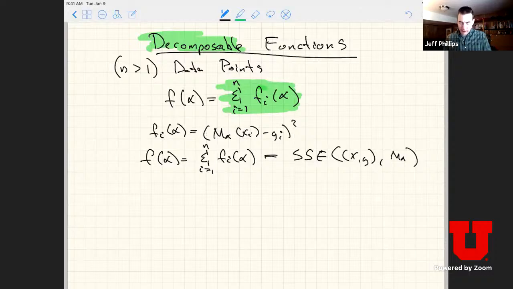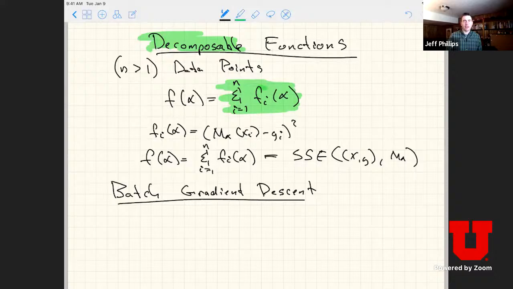So the first way of combining these together is called batch gradient descent. And if you write batch gradient descent, sometimes I'll comment on that at the end. What I'm calling batch gradient descent is all the data is in one batch.